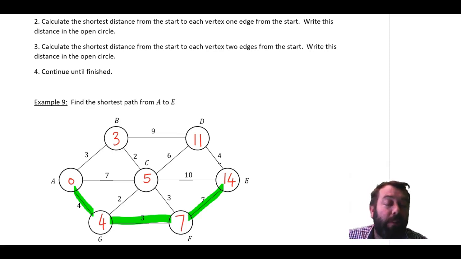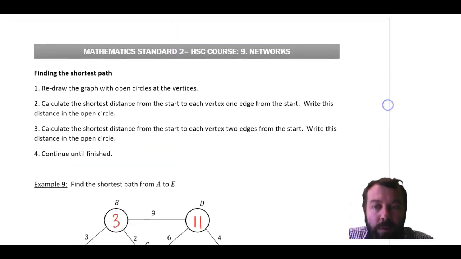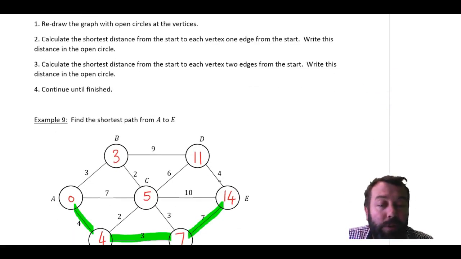We saw there were a number of other ways to get there, and some that were close. There were a few 15s, but that was the shortest path. Rightio, well that's it for finding the shortest path. Remember, draw those open circles and progressively work your way from one end to the next, by finding the shortest distance to each of those vertices along the way to the end. And that should minimize the amount of trial and error that you have to work through.